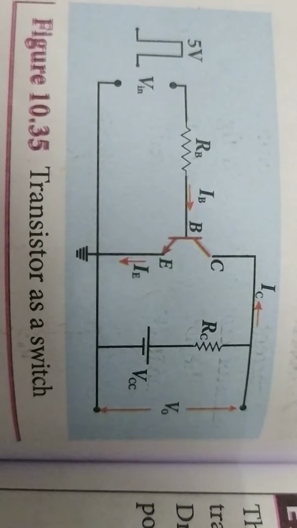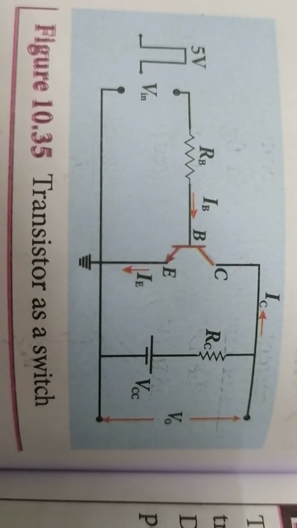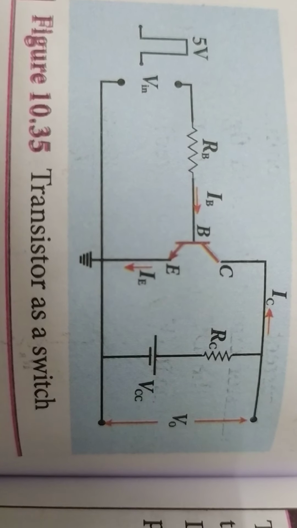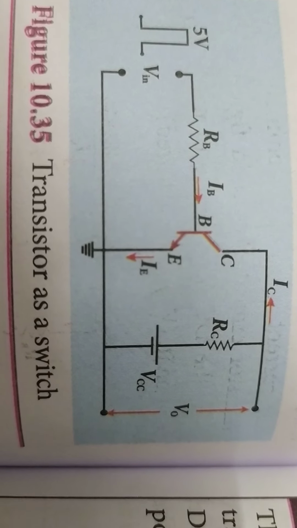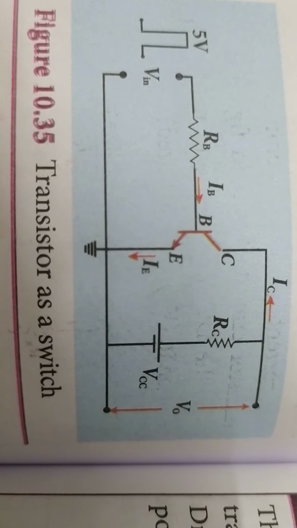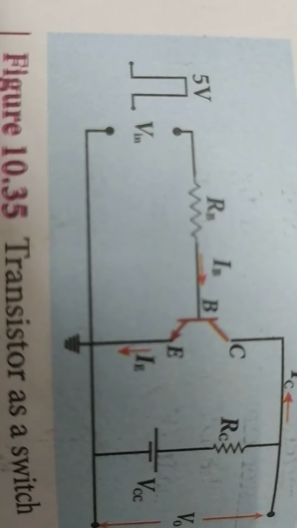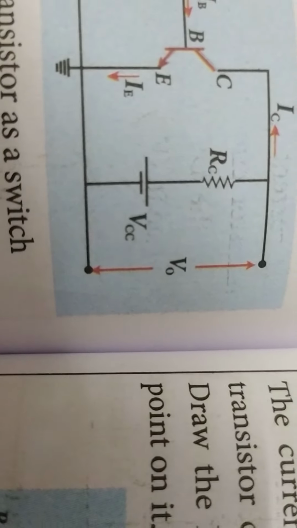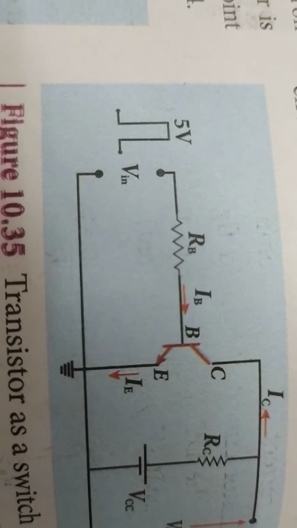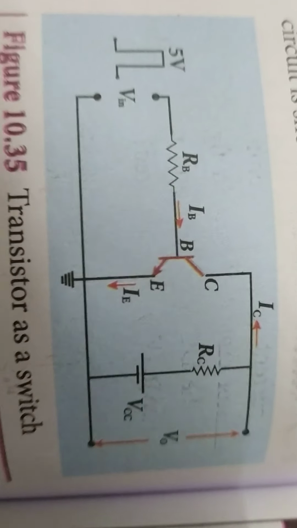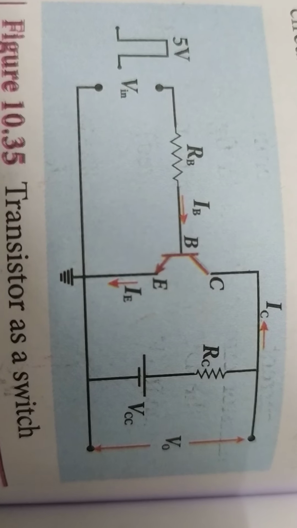This is a circuit diagram for the transistor as a switch, and you have the symbol of a transistor: base, collector and emitter. The base is given current IB, RB is the base resistance, and this is the input. If you give 5 volt, you will get the output as 0, and if you give 0 volt here, the output will be 5 volt. So it will work oppositely. We shall see how.